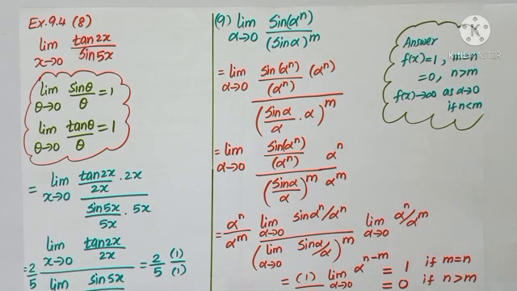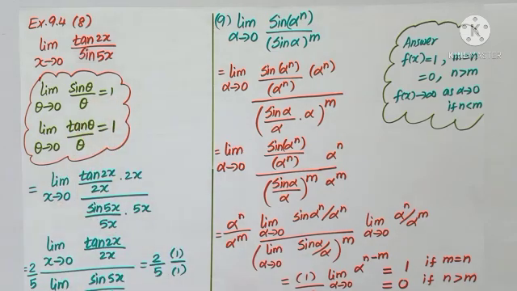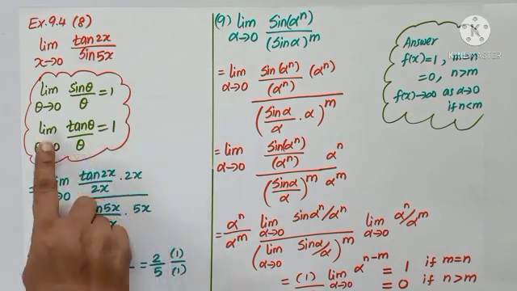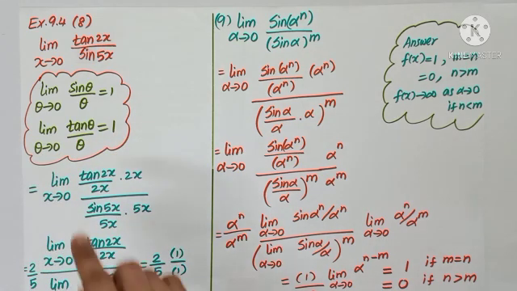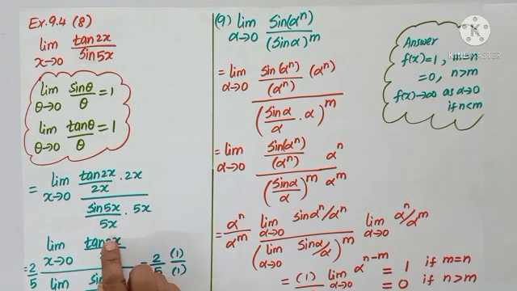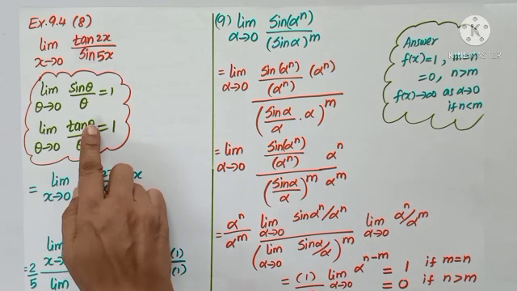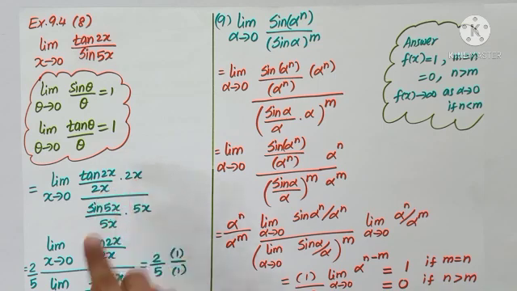Exercise 9.4, question number 8, limit x tends to 0, tan 2x by sine 5x. Limit theta tends to 0, sine theta by theta is 1. On similar lines, we can work out limit theta tends to 0, tan theta by theta is also 1. Sine theta by theta. In my question, I have sine 5x, so in the denominator I want 5x. So multiply and divide by 5x. Similarly, tan theta by theta. So tan 2x is given. Multiply and divide by 2x.